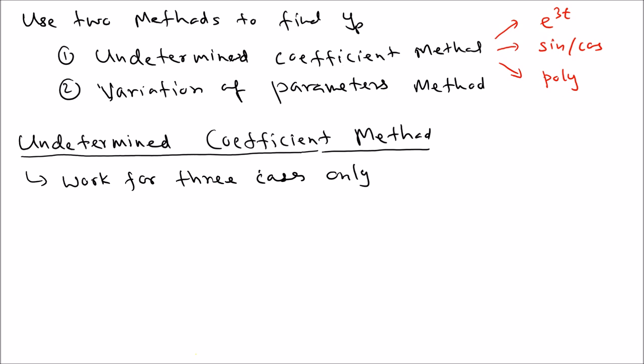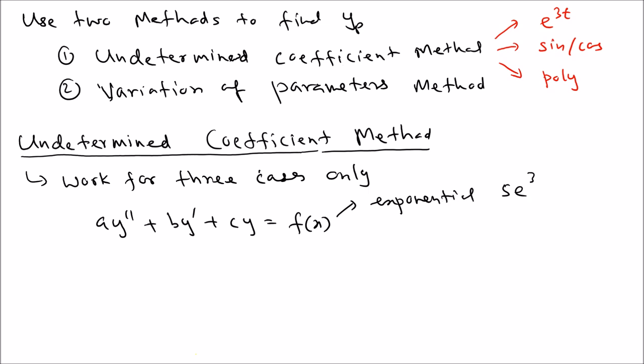That's the major problem. So we have a y double prime plus b y prime plus c y equal, let's say, f(x), where x is the independent variable. It can be an exponential function. That means if we have something like 5 e to the 3x, we can handle that. Then we have the sine and cosine functions. For example, if we have 3 cosine 2x minus 4 sine x, we can do that. You can see that this is 2, this is 1. That's okay, we can still do it. And the third case is the polynomials.